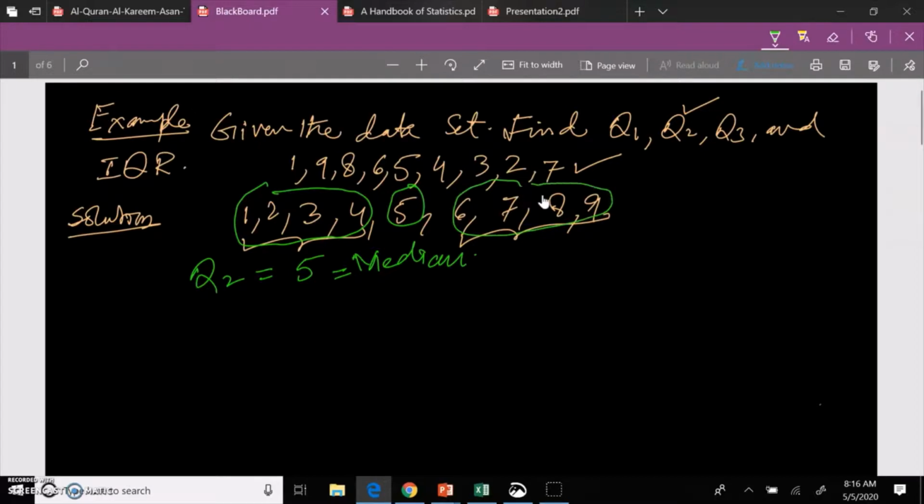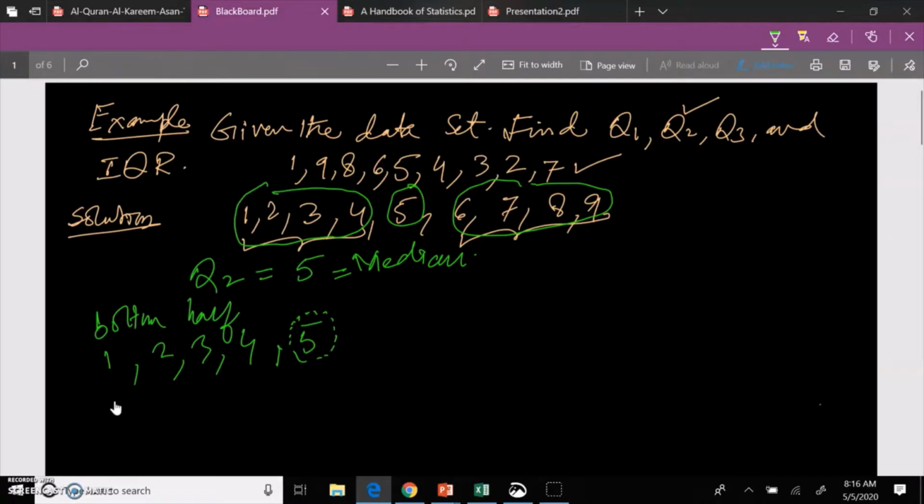And what we are going to do is take these two halves one by one. So the lower half, the bottom half, of our data set is 1, 2, 3, 4, right? But remember, our number of observations is odd, and I told you whenever the number of observations is odd, we always include the median in both the halves. So this median will be here also. I'm just pointing out why I took this 5.